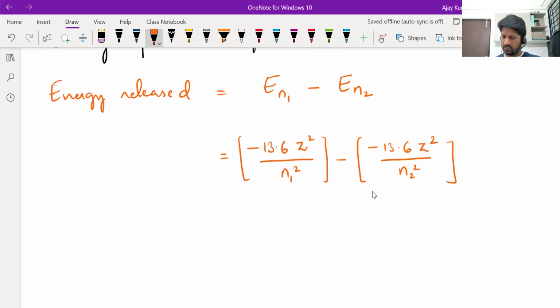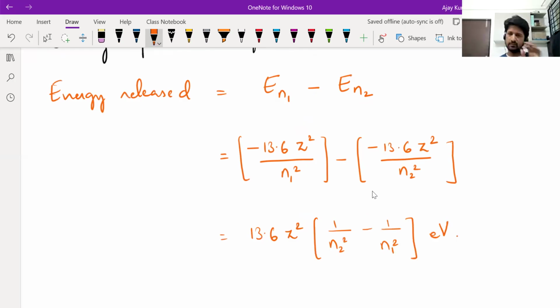Simplify this. It becomes 13.6 z square into (1 by n2 square minus 1 by n1 square), and all this is in electron volts, not in any other unit of energy. Now, in what form is this energy released? In the form of radiation. So this energy will become the energy of the photon that is released. And we have a formula for the energy of a photon, hc by lambda. So you can equate this to hc by lambda.